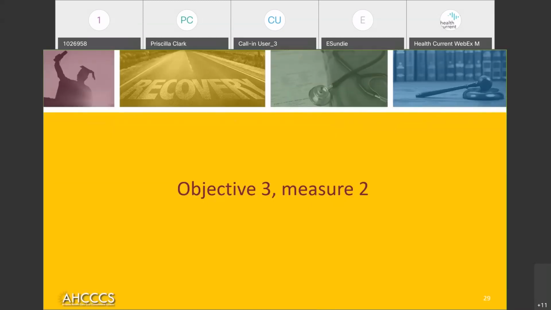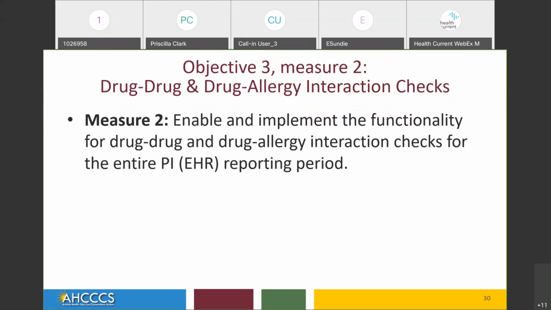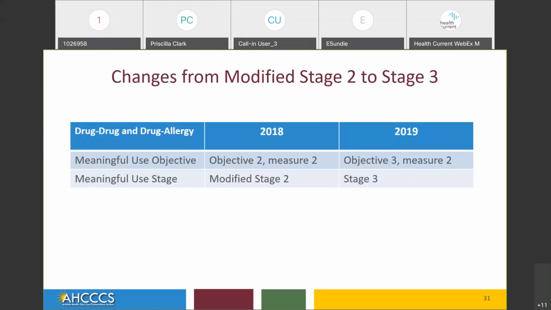Let's move on to Objective 3, Measure 2, drug-drug and drug allergy interaction checks. The measure is to enable and implement the functionality for drug-drug and drug allergy interaction checks for the entire PI reporting period. So what were the changes from modified stage 2 to stage 3? The objective was originally Objective 2, Measure 2 in Program Year 2018. However, in Program Year 2019, it is now called Objective 3, Measure 2. In Program Year 2018, it was modified stage 2, and in Program Year 2019, it is stage 3.